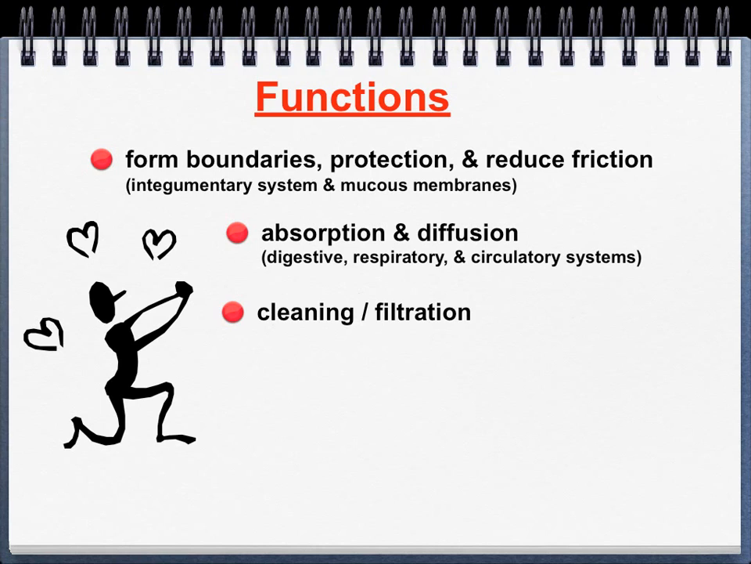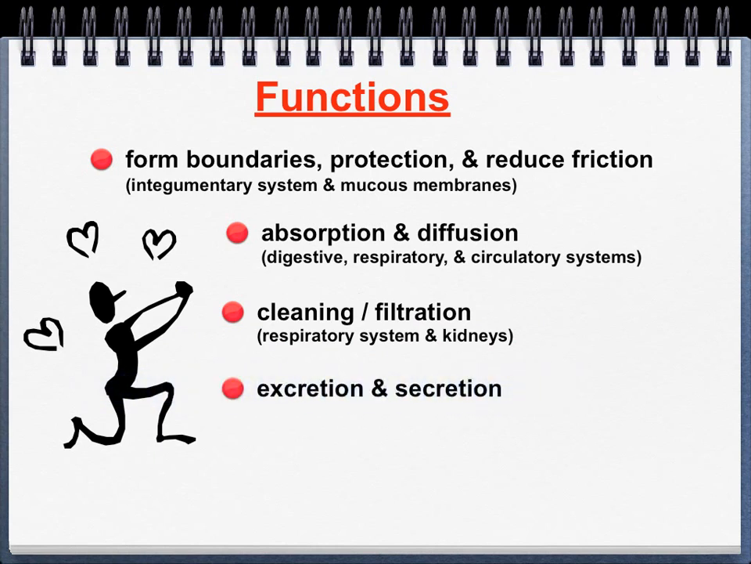Filtration, the only place that occurs in the body that I know of anyway, is in the kidneys. There is a blood pressure component to filtering the blood as it passes through the kidneys. And we'll get into that later in the year. Okay. Excretion and secretion. Well, what things excrete and secrete are glands. And we talked about the fact that epithelial tissue makes up glands as well.